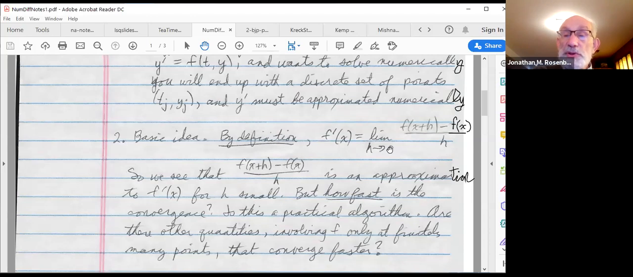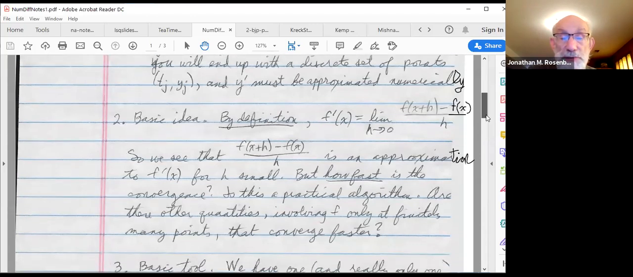But an important question, which calculus books usually don't discuss, is how good an approximation is that? In other words, how fast does this thing converge to the limit? If it converges very fast, this might be a good approximation. If it converges very slowly, it might be a useless approximation. So we want to know if this is a practical algorithm or not. And we want to know if there are other things that converge to the derivative faster than this particular expression. That's going to be the topic that we're going to discuss.